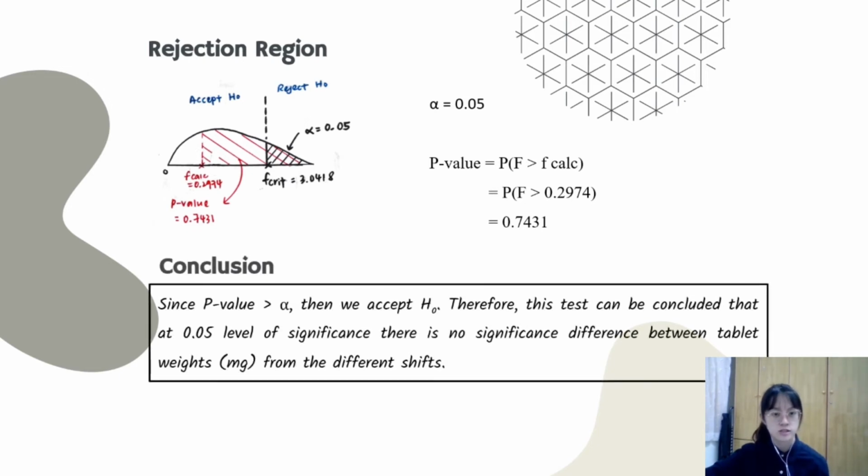So in conclusion, since the p-value is greater than alpha, we accept H0. Therefore, this test can be concluded at the 0.05 significance level: there is no significant difference between the tablet weights from the different shifts.